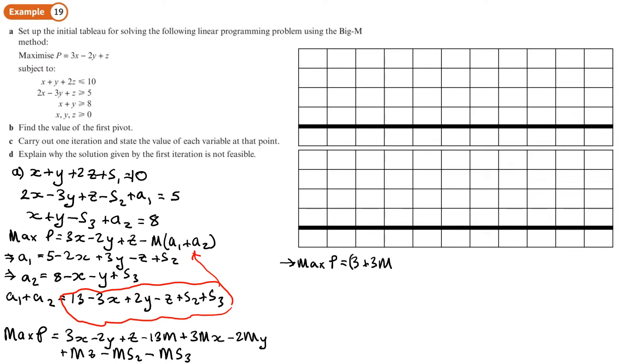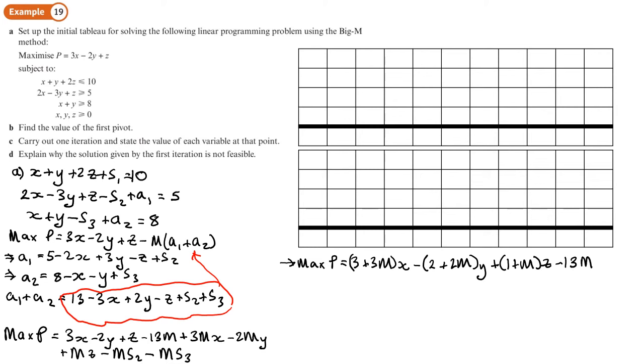So that's our x terms. Now y terms, we've got negative 2y and negative 2my. So we'll write that as negative and then 2 plus 2my. Then we've got z plus mz, so plus 1 plus mz. Then we've got other terms we can't collect, so we've got minus 13m.